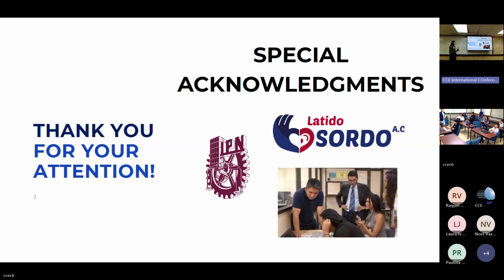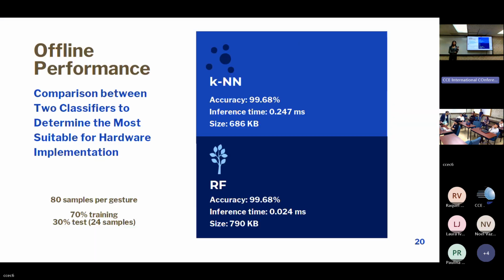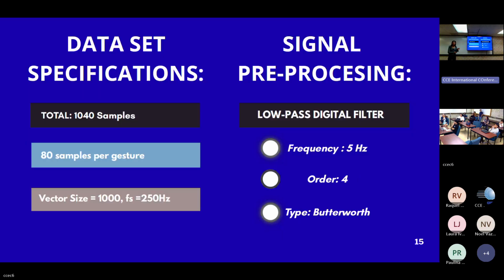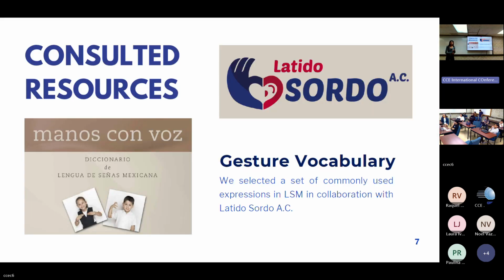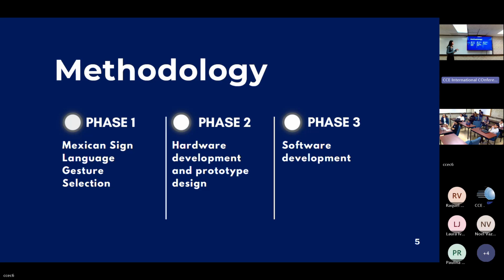Oh, we didn't combine them. The system is intended for Mexican Sign Language. Oh, yeah, yeah. So sign language varies country to country, you know. Yes. American Sign Language is different from Mexican Sign Language. You use Spanish. So yeah, of course.